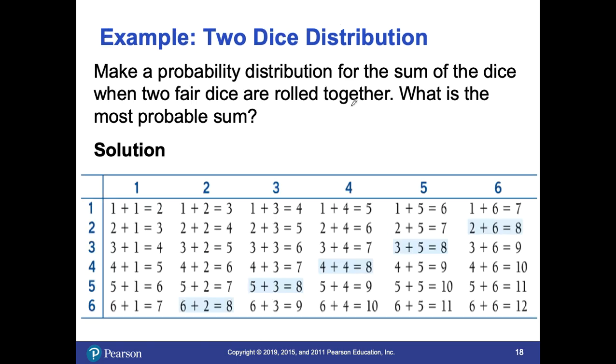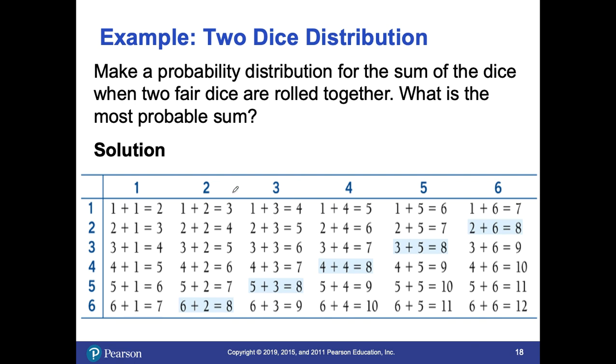So let's go ahead and do an example here real quick. It says make a probability distribution for the sum of the dice. When 2 paired dice are rolled together, what is the most probable sum? Unfortunately, this table you see before you is something you'll have to write out by hand many times. It is very tedious, but it's not hard, it's just tedious. So in that sense, it's difficult because you have to write all this out.